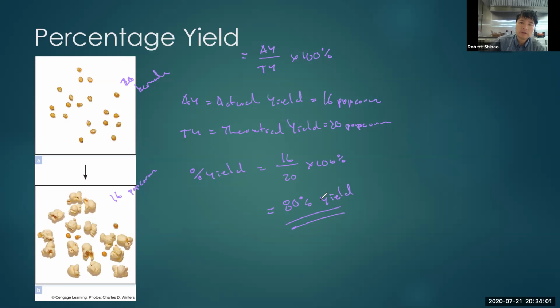And so the theoretical yield is based on stoichiometry, going grams to moles, moles to moles, moles to grams, that kind of thing. The actual yield is the experimentally observed yield. And the theoretical yield is the yield based on stoichiometry.